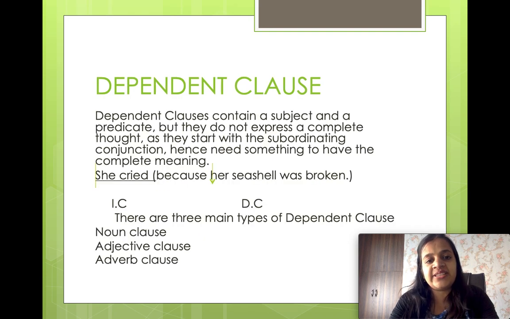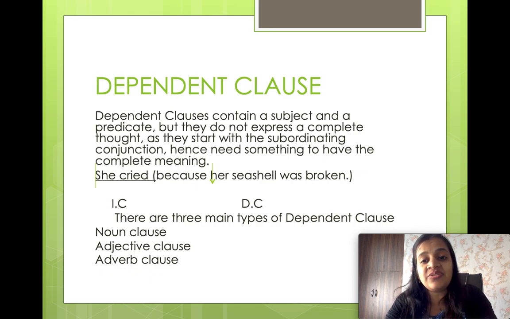Now let's see what is a dependent clause. Dependent clauses contain a subject and a predicate, but they do not express a complete thought as they start with the subordinating conjunction, hence need something to have the complete meaning.